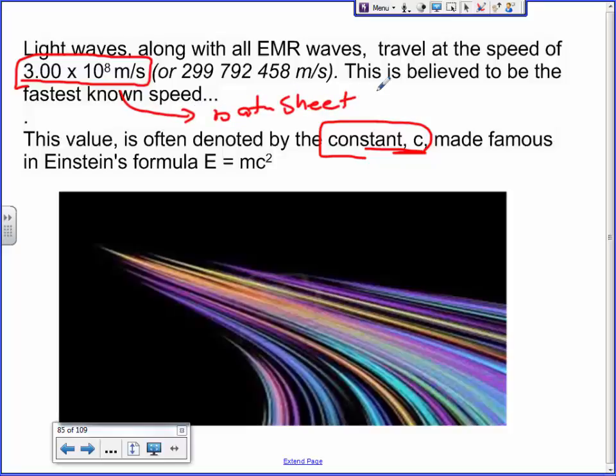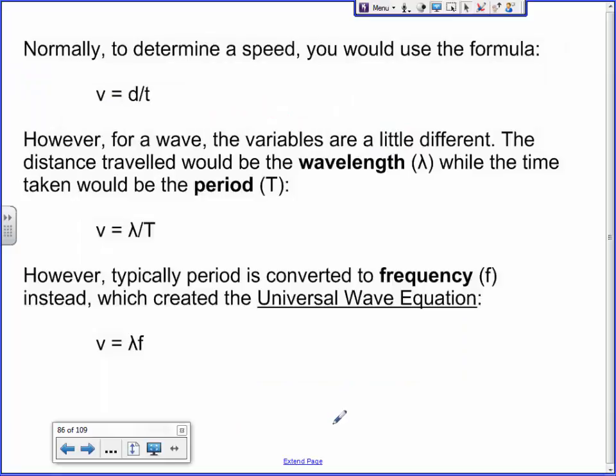So I need you guys to know, for various questions, the speed of sound in air and the speed of light. One of them is about 330 meters per second. The other one is 3 times 10 to the 8 meters per second. And we'll need those in our equation, which is next.